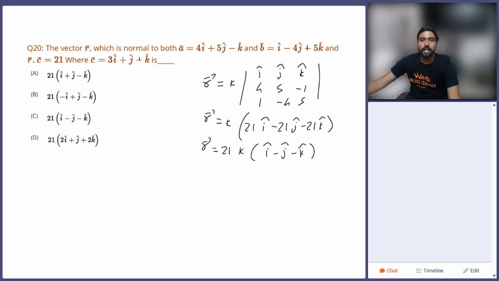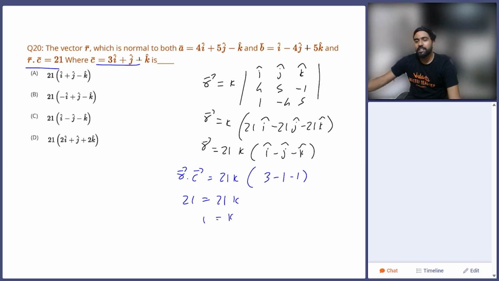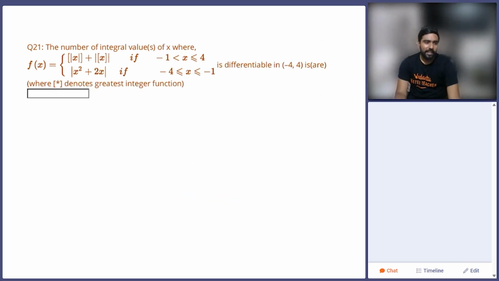Now you have been told that r dot c is equal to 21. So when we take r dot c over here, what will I get? 21k I will get as it is. Then you will have 3 minus 1 minus 1. That's 21 equals 21k. So k will be equal to 1, which means what is your r? It is 21 into i cap minus j cap minus k cap. Option C will be the answer for this question. Option C will be the direct answer. Okay, plain and simple, basics of vectors. Alrighty, moving on.